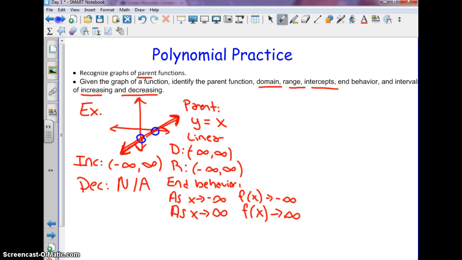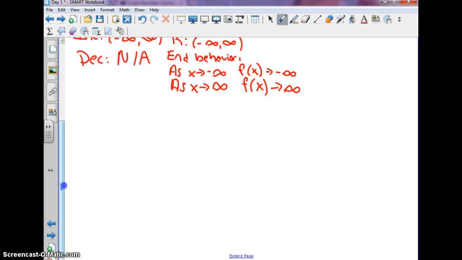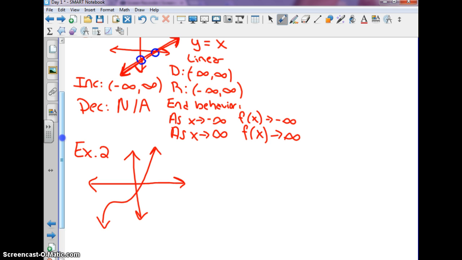Let's try this with one more function. Okay, I'm going to add one more on. Example 2. What would happen now that we have these new graphs? I am going to put a function like this on my paper, okay?